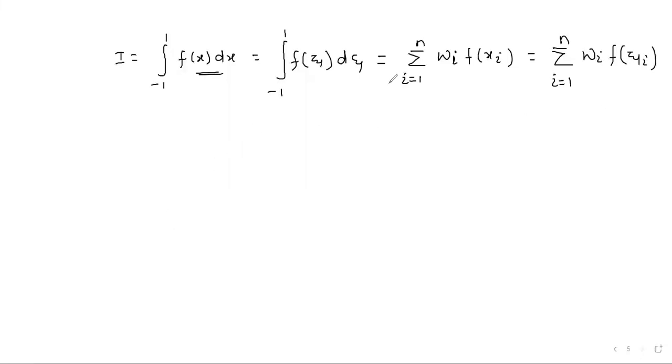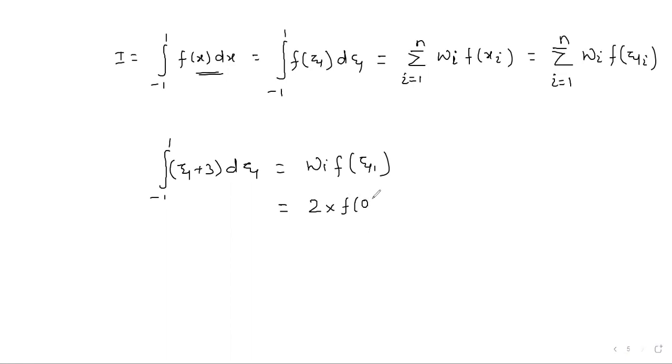So if you expand it, because we have n equal to 1 only, we can write here the integral from minus 1 to 1 of theta plus 3 d theta, which will be equal to w1 f of theta 1. So we need to find this w1. What will be the w1 value? From that table you can see the w1 value will be 2 into the function. What is the function? Theta plus 3. So in place of theta, we need to write theta 1. What is the theta 1 value? 0. So function of theta 1 is at 0.